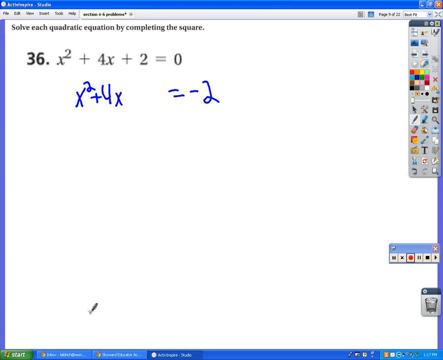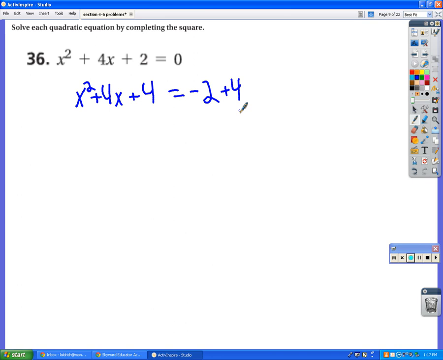Okay, then we do the same thing we did in the last two problems. How do I complete that square? If you cut it in half and square it, what do you get? 4. Okay, so half of 4 is 2, squared is 4. So good, if I add 4 to the left side of the equation, then I need to add 4 to the right side of the equation to keep it equal. Okay?